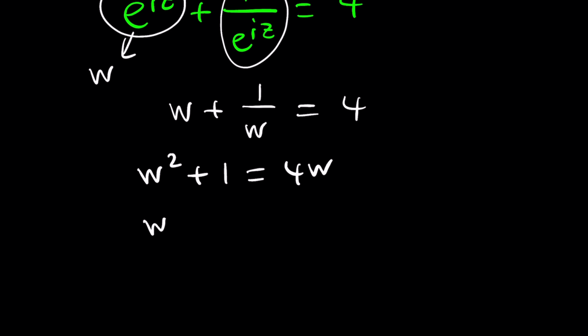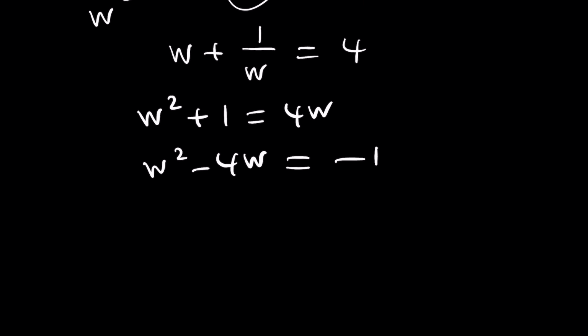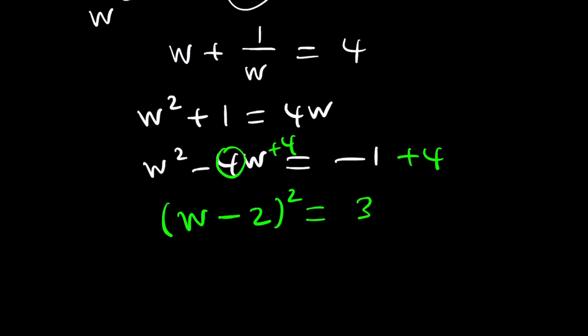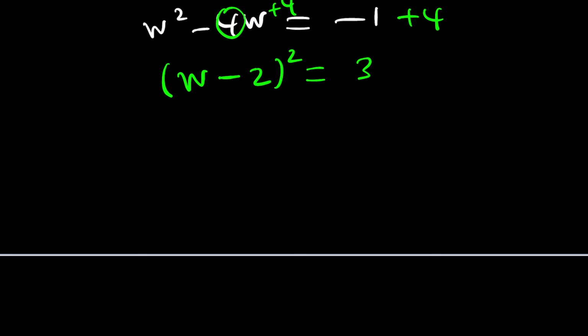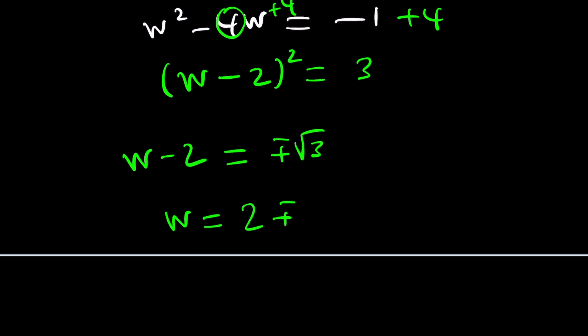And you can bring the 4w here, put the 1 on the right-hand side, and complete the square because it's kind of fun to do. Add 4 to both sides, yes, because it's half of 4 squared. 2 squared is 4. So this becomes w minus 2 squared equals 3. Wait a minute, this should not be the right thing to do, is it? Well, yes, actually, okay, fine. w is going to be real. Okay, fine. That makes sense. So w minus 2 is just going to be plus or minus the square root of 3. And if you add 2 to both sides, 2 plus or minus root 3.